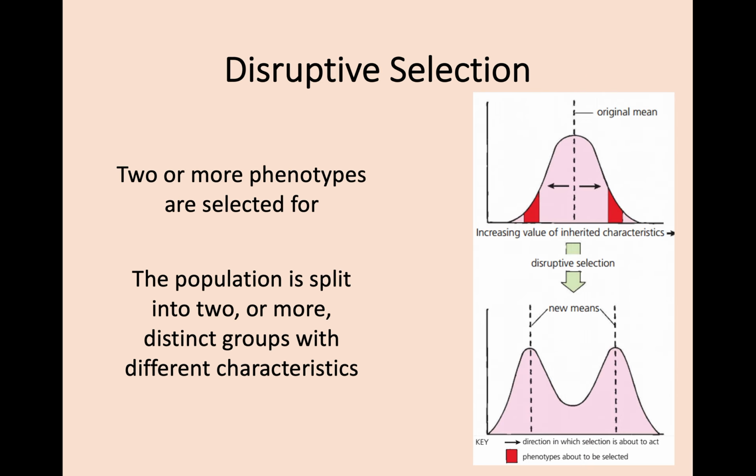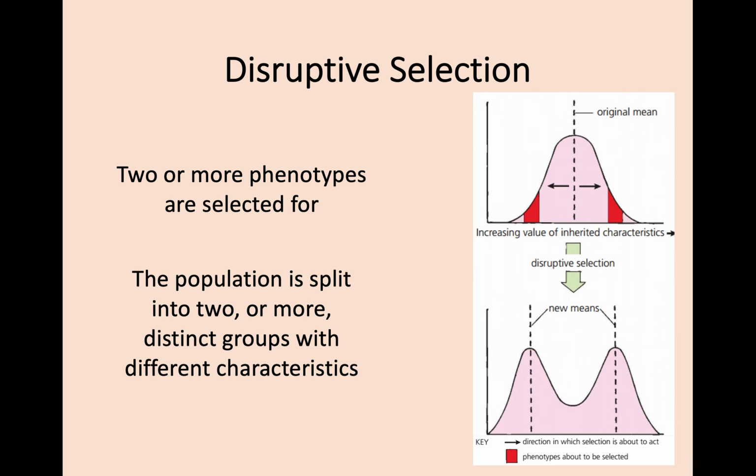The final one to look at then is disruptive selection. You can see from the graph straight away that this is really quite a different one. What happens in disruptive selection is that two or more new phenotypes are selected for. The population is then split into two or more distinct groups, and they have different characteristics. Don't get this confused with speciation. This isn't that they've been split into two groups and they become their own species.